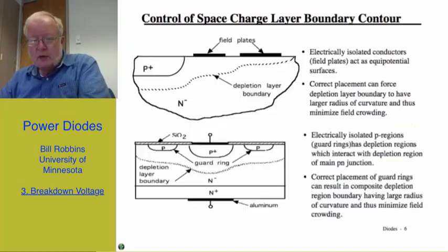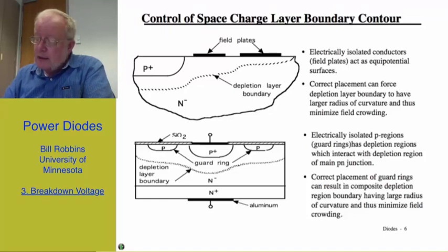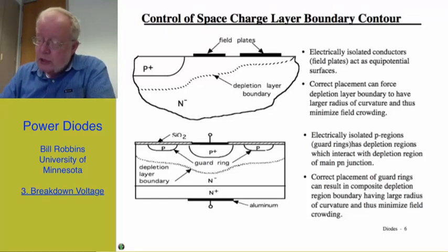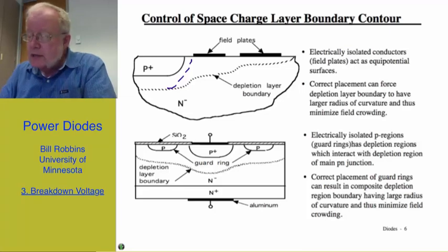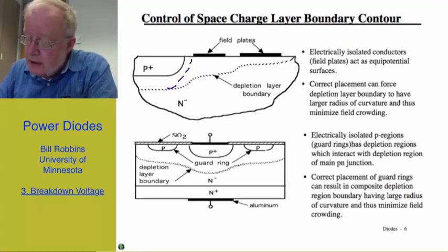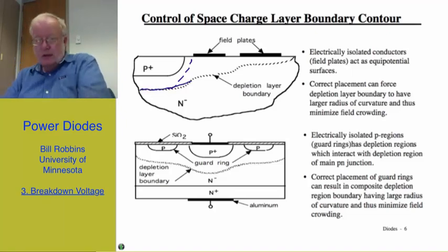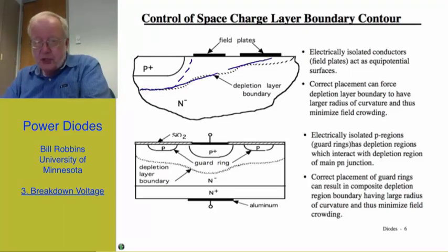And that's where we use techniques to control the space charge layer boundary contour. Instead of allowing the p-n junction, the depletion layer boundary, to do this kind of thing that I've highlighted here, we use field plates or guard rings to force the depletion layer to have a much more gradual change in its shape.